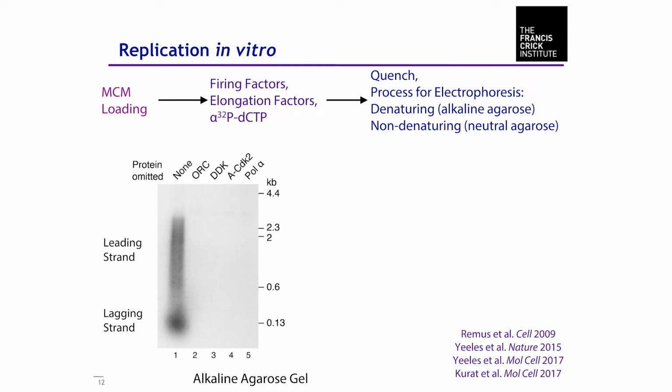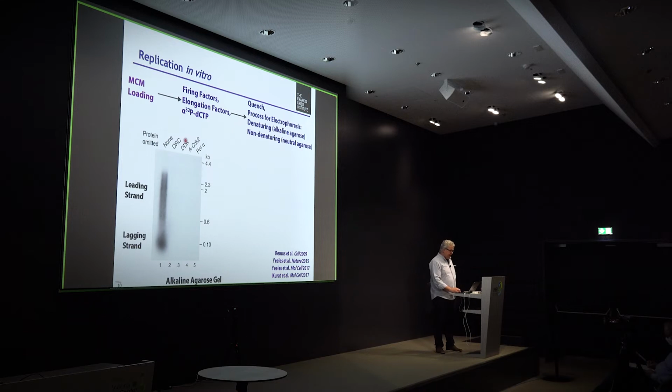And this is just an early example of replication. And what you see is 2 smears of DNA. This little thing down here at the bottom is the lagging strand, and this bigger smear up here is leading strand replication. And importantly, it's dependent on everything we thought it should be dependent on. So it required ORC, which I'll show you in a minute is involved in helicase loading. It required DDK, that kinase I just told you about. It required CDK, the other kinase I've told you about, and it required one of the key DNA polymerases.